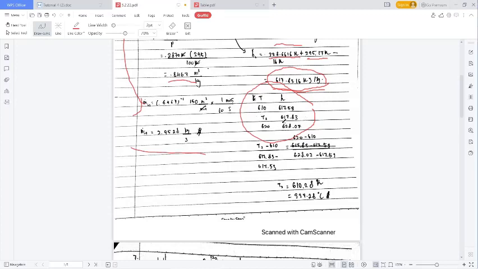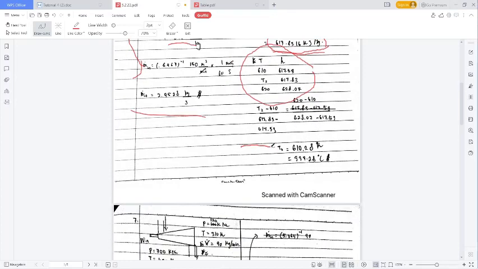So we make an interpolation, and thus we will get the temperature 2 equal to 610.28 Kelvin, and in degrees Celsius, it will be 337.28.